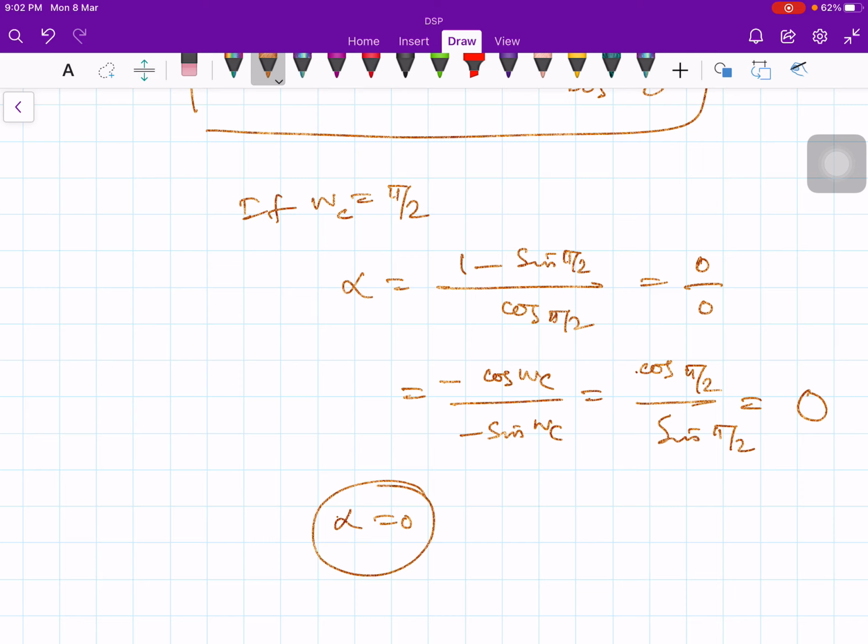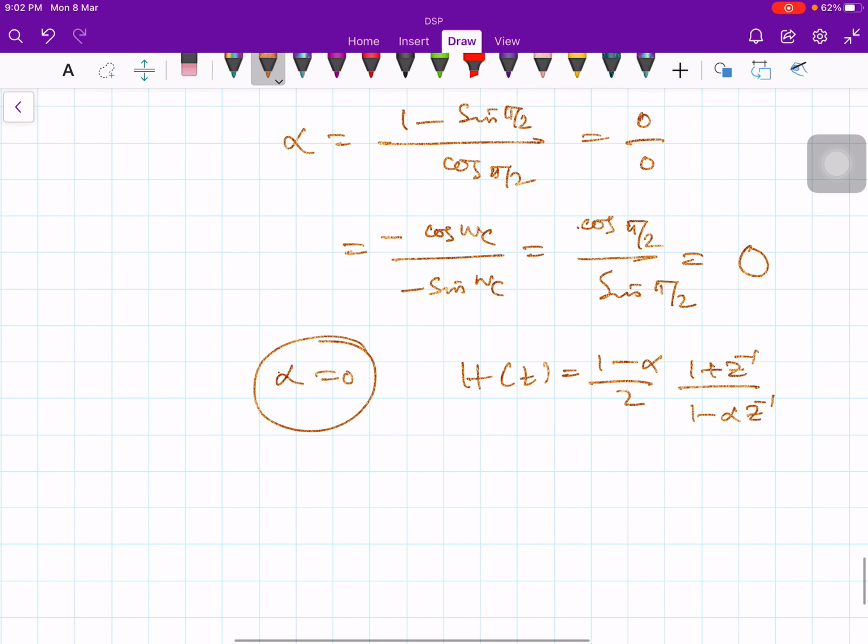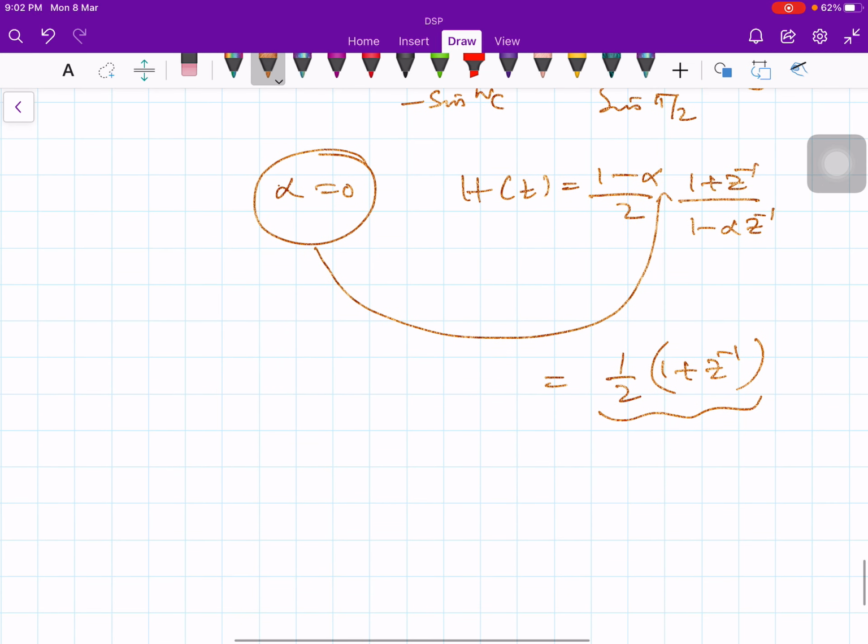If alpha is equal to 0, then what do you get? You simply get, what is my H of z? H of z equal to 1 minus alpha divided by 2, 1 plus z inverse divided by 1 minus alpha times z inverse. In this expression, if you substitute alpha is equal to 0, then what will you get? You will get 1 by 2 times 1 plus z inverse. What is this? This is simply a low pass FIR digital filter.